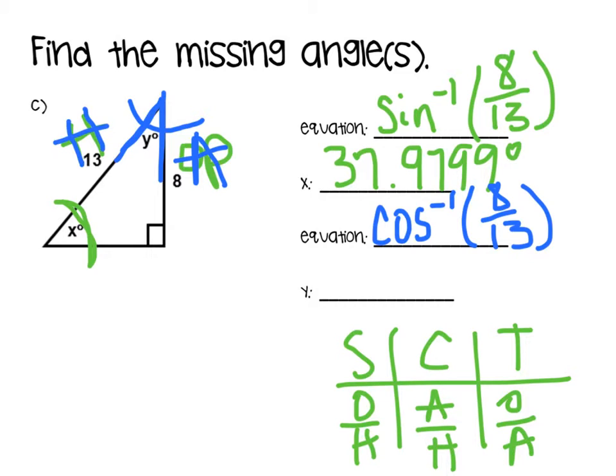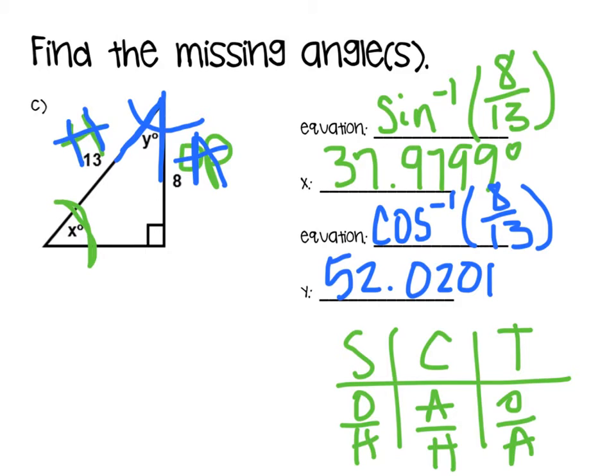When I plug that in the calculator, I get 52.0201. If you ever question if you might have done it right or wrong, you can add the two angles together, especially when you have two angles that are missing. You can add them together and they'll add up to 90 degrees.